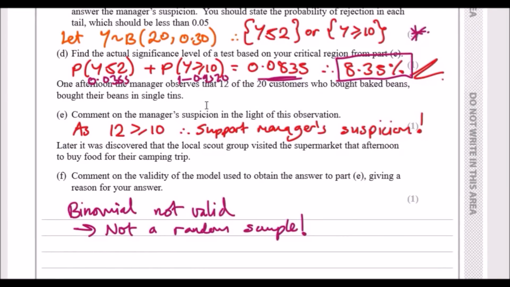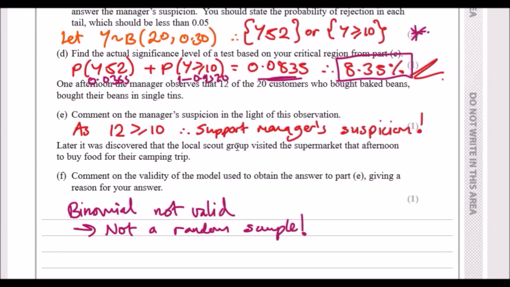Now finally, later it was discovered that the local scout group visited the supermarket. So remember, these are not random. These are specific people that often buy food for their camping trip. So it wasn't random, they know what they were doing. Comment on the validity of the model used to obtain the answer to part E, giving a reason for your answer. This is very straightforward.